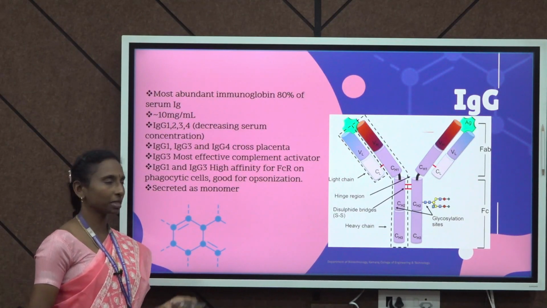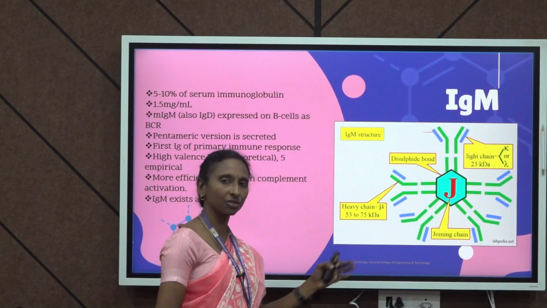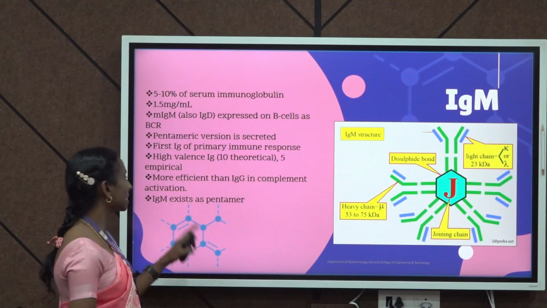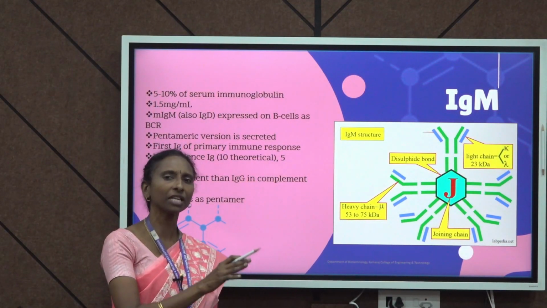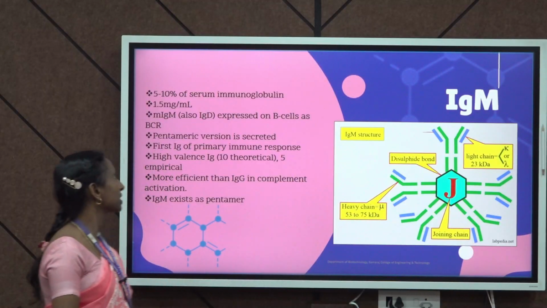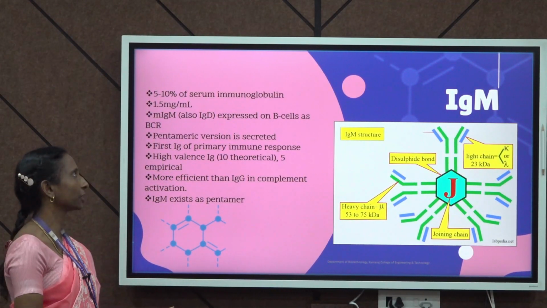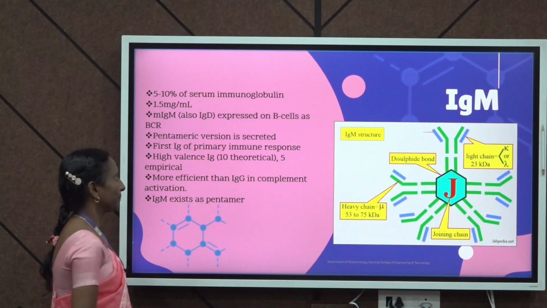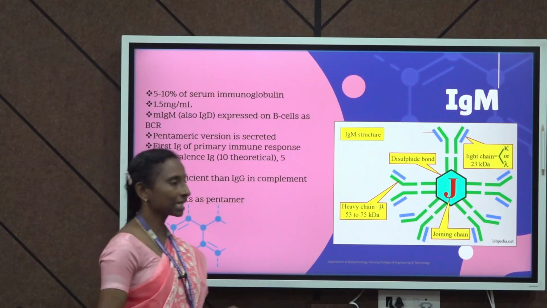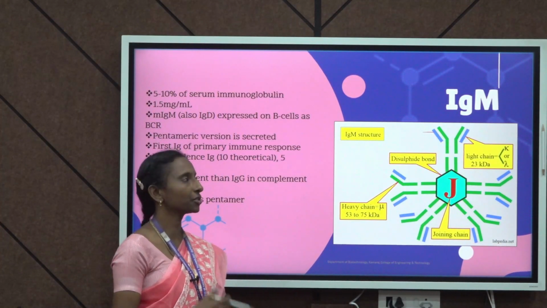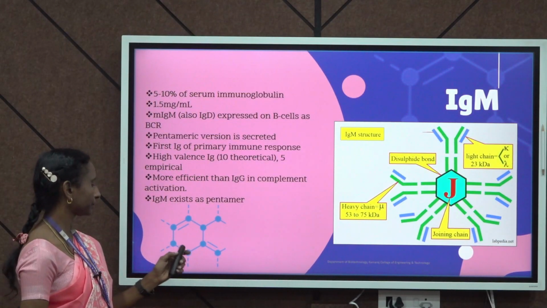IgG is known to be secreted as monomers. Then coming to IgM, IgM is the most unique structurally among the 5. These exist as pentamers and they are also found in the serum, but at a very low concentration, around 5 to 10%. Usually these are also expressed on the surface of the B cells, called mIgM. And this is the first immunoglobulin which comes into picture as soon as there is an antigen available in the body. So, these are the primary immune response immunoglobulins.